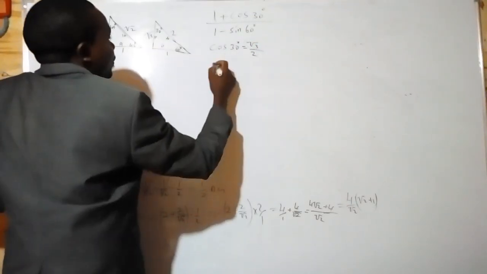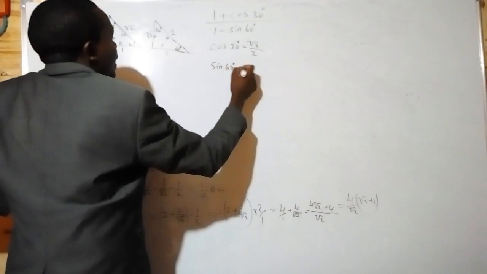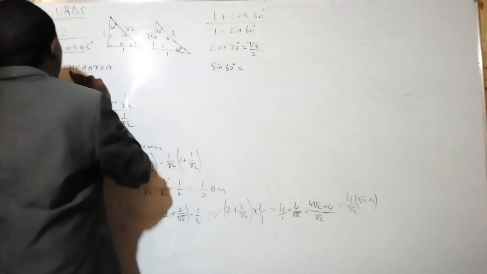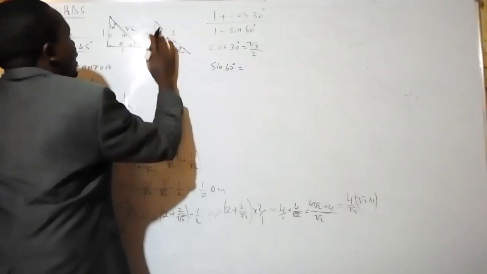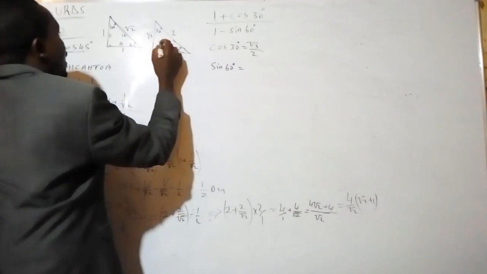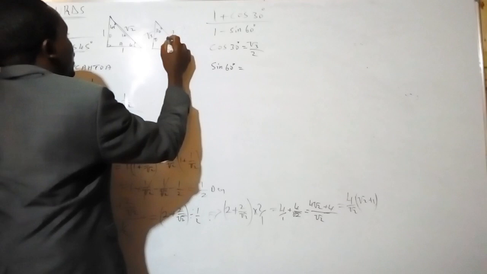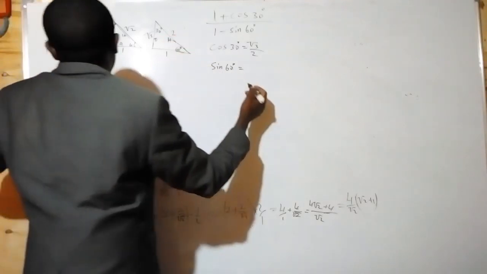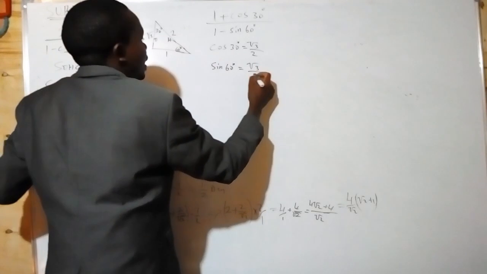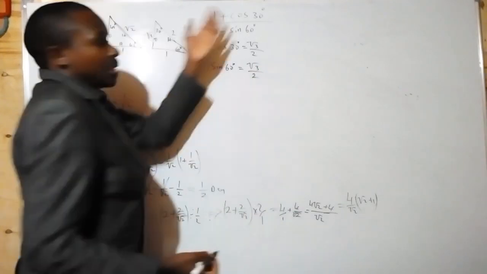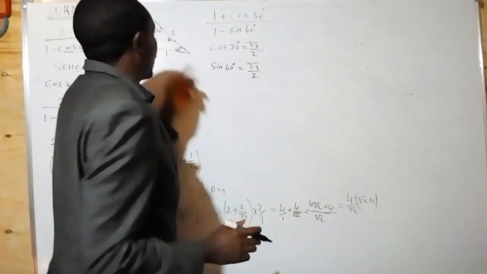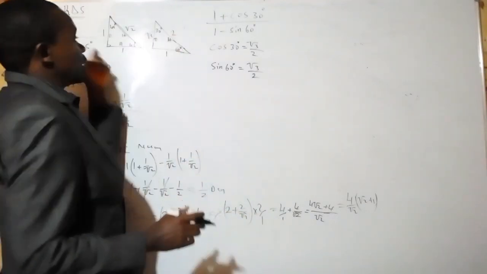Sine 60 degrees. Since it's 60, it's here. So sine is opposite. I can grab this, this is 1. Sine is opposite over hypotenuse. Opposite is root 3, hypotenuse is 2. Good. Then we substitute. Remember you've been told not to use a calculator or four-figure table. I have told you you have to record these two special triangles.